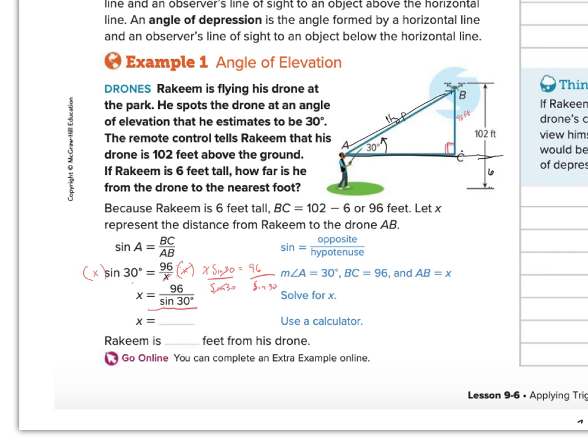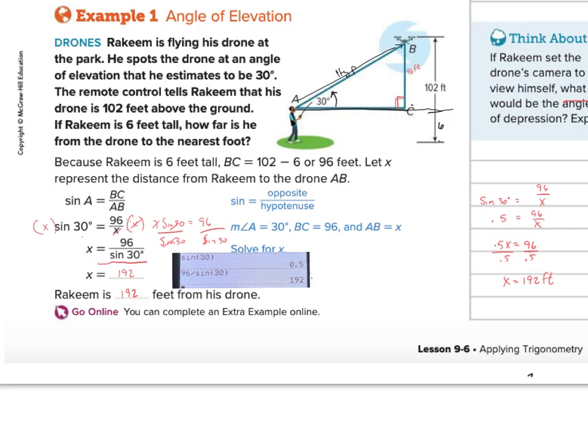So just plugging that into the calculator finds me a value. Okay, so using the calculator, I did 96 divided by the sine of 30, which is going to be 192, which means that Rakim is 192 feet away from the drone.